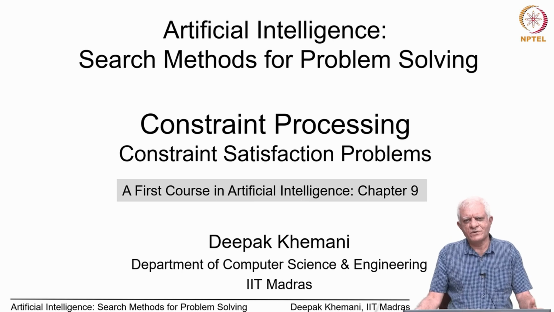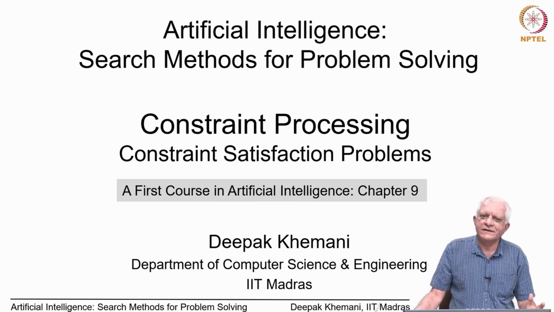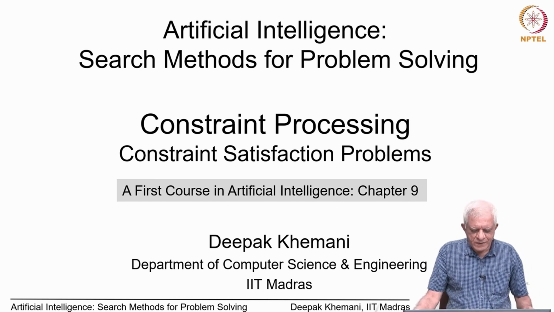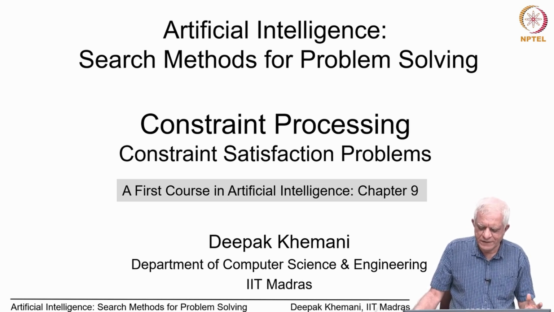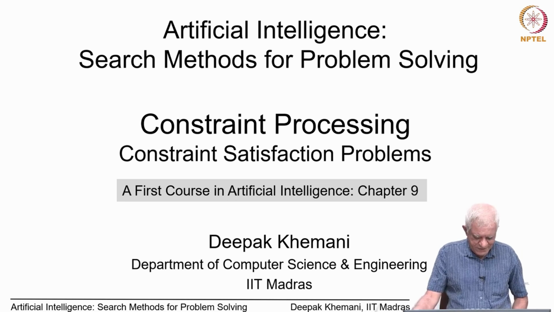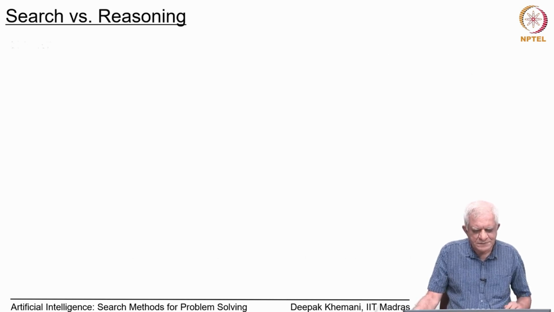We spent about a week or so looking at representation and reasoning using first order logic, and in this week we will see how you can combine search and reasoning to solve problems in the most efficient way. This is from chapter 9 of my book, but if you look elsewhere you will find complete books on constraint processing, and in fact you can have a complete course as well, as we do in this NPTEL series. Okay, so let us get going.